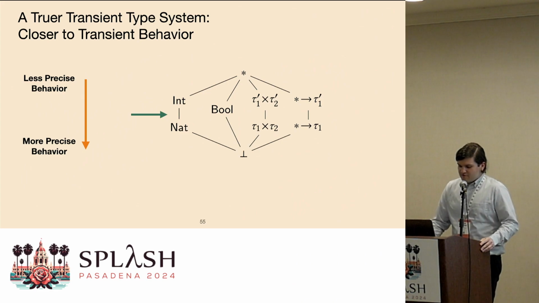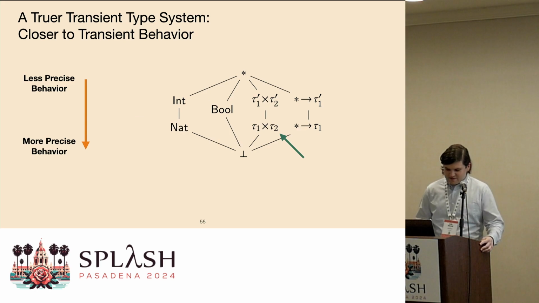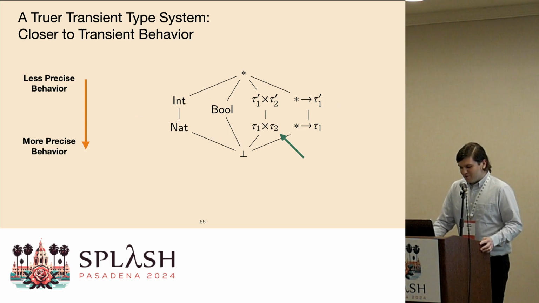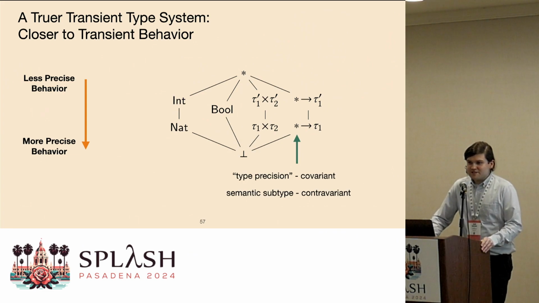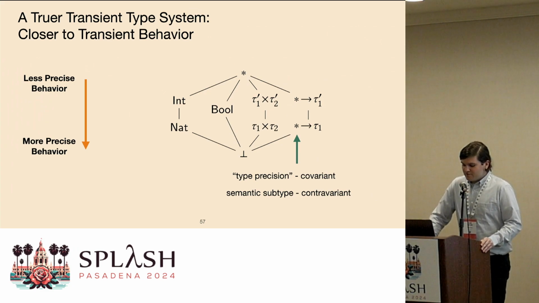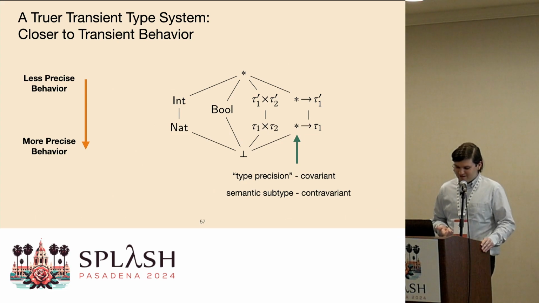Now we also have that ints can be refined into nats. We have that pairs, unsurprisingly, are component-wise. But on functions, we have something a little weird, which is that they always have the argument star, which for people kind of used to type precision, this might be a little bit surprising.